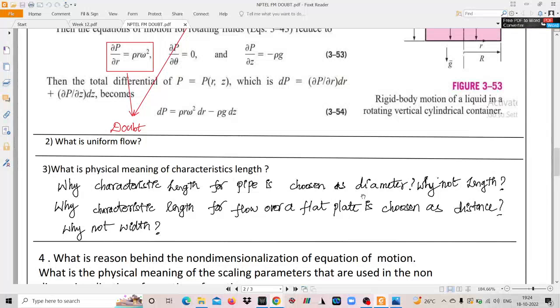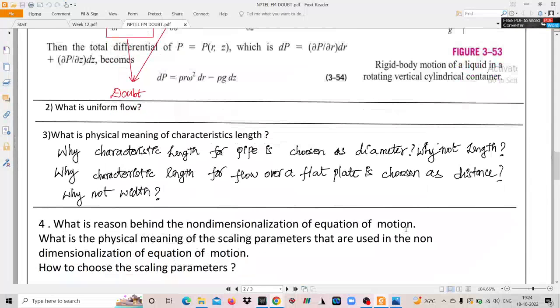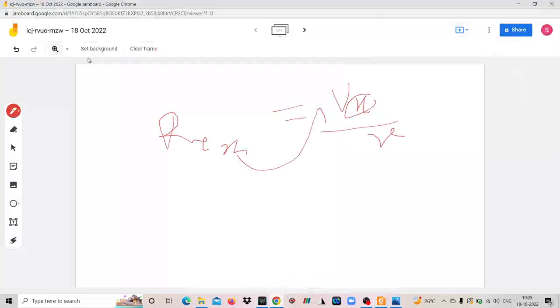Fine. Your next question: what is the reason behind the non-dimensionalization of the equation? The reason for choosing diameter as a parameter instead of length in the case of a pipe is purely from experiments, sir. Experimental, plus there are some intuitions also. Let me tell about that.